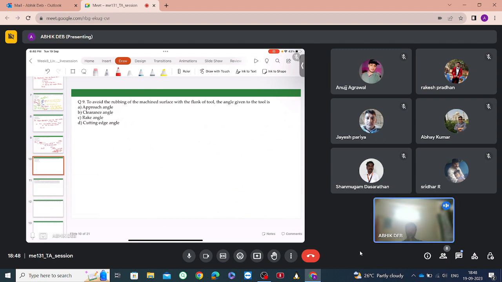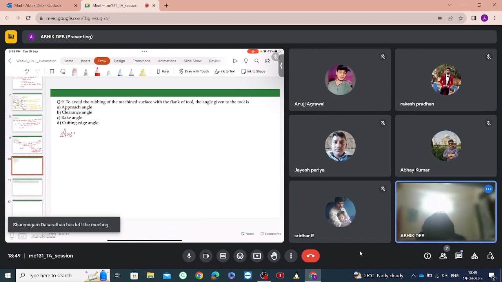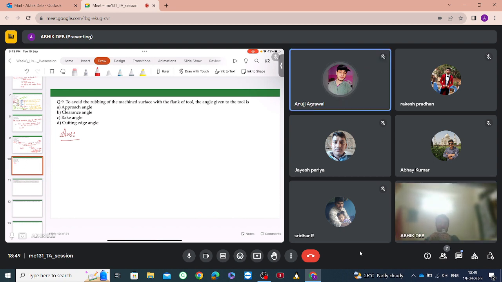Now, to avoid the rubbing of the machined surface with the flank of the tool, the angle given to the tool is which of these? Can anybody give me the answer, please? Sir, clearance angle. Yes, the correct one is the clearance angle.